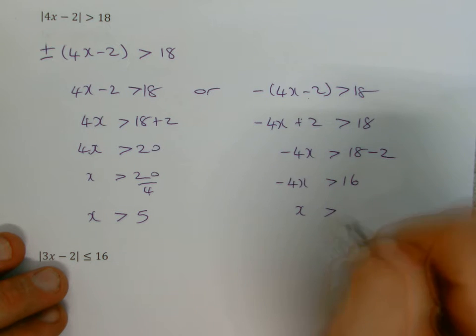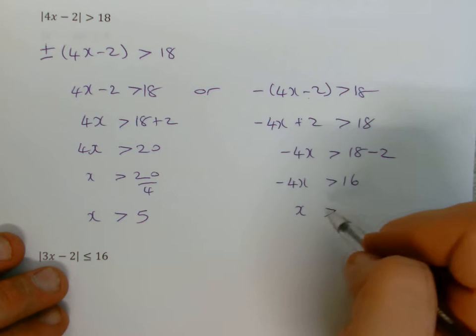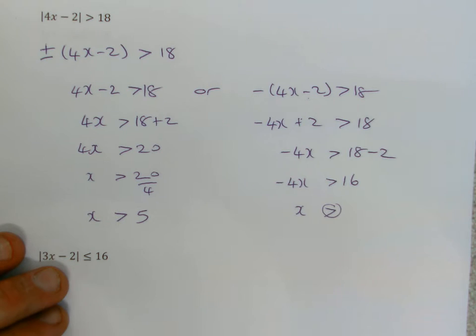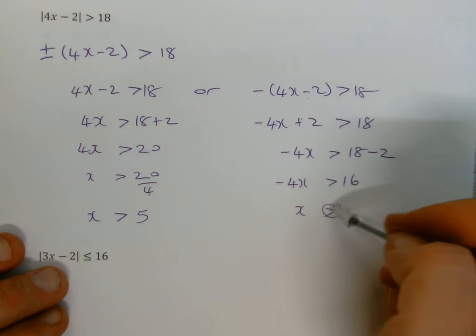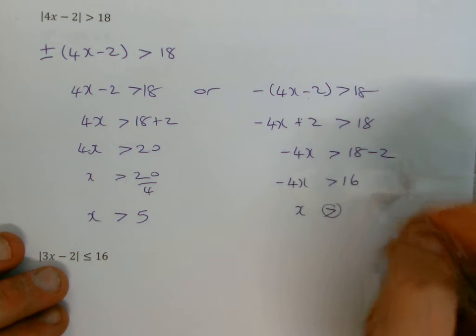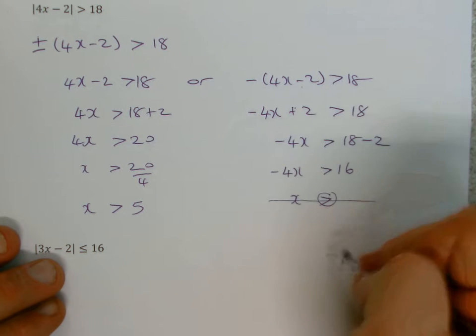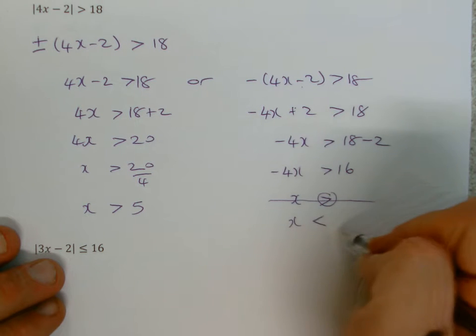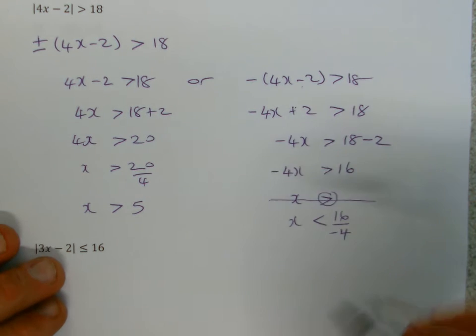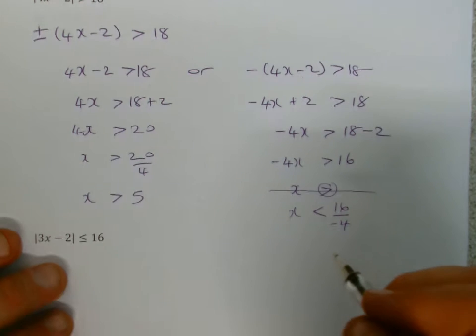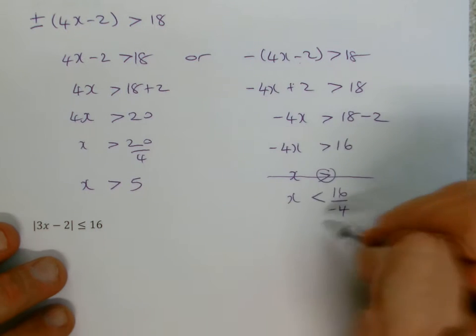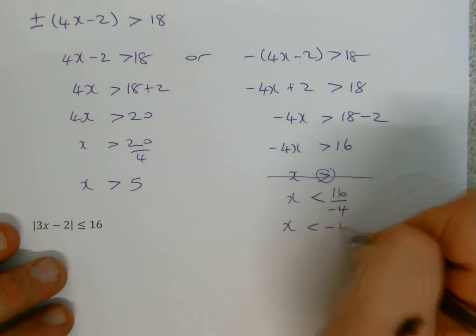Now, when you divide by a negative, you also have to switch this, okay? So the inequality has to change direction. So don't make the mistake that I've done here of keeping this going the same way, because when I divide by minus 4, I need to switch that direction, okay? Always, when you divide by a negative, the inequality direction changes. So that means x will be less than minus 4.